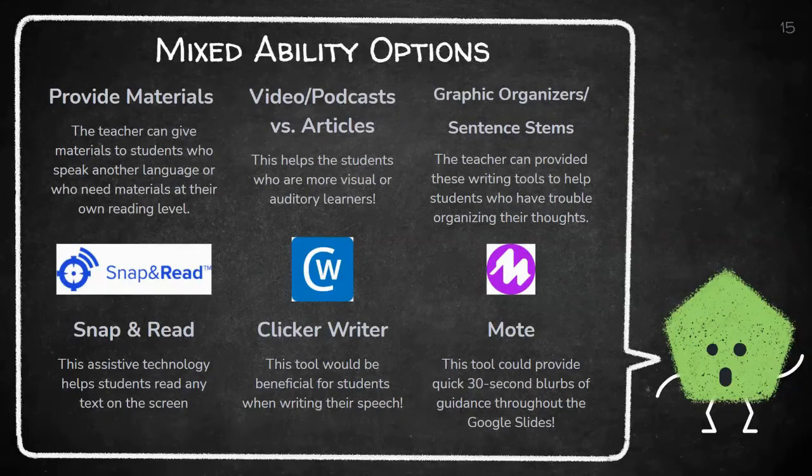We chose a couple of different options for students who may be in a mixed ability classroom. First, we could provide materials for them. That can be very tough for some students, so providing those makes the research the focus versus finding sources. We also could provide videos and podcasts, which can be very beneficial for visual and auditory learners. Last but not least, we could focus on using graphic organizers and sentence stems, which can really help students who struggle with writing.